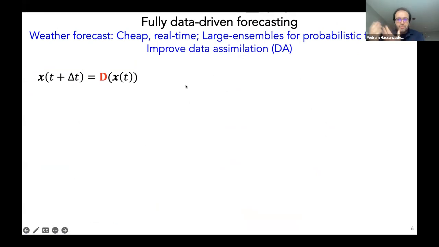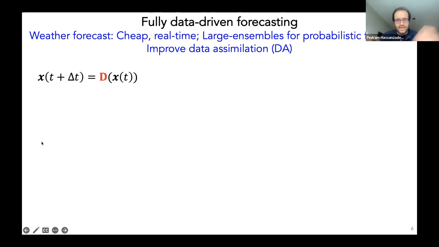Okay, so what I talked about so far was basically following the traditional approach of subgrid scale modeling. But also now with machine learning, there's been a lot of interest in doing fully data-driven forecasting. And there are reasons this kind of approach can be interesting: it can be very cheap. You can generate large ensembles, do probabilistic forecasting, improve data assimilation and things like that. So I just want to mention that this is the other end of what people have been looking at with machine learning. Here, the idea is: forget F equals MA, forget PDEs.